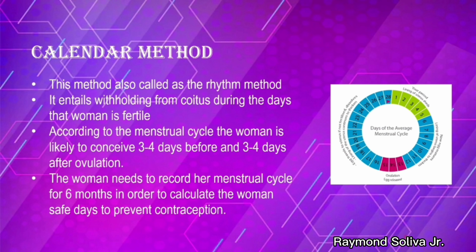Ano nga ba ang calendar method? Ang calendar method ay kilala rin sa tawag na rhythm method. Ito ay ang pag-estimate ng fertility ng isang babae base sa menstrual cycle. Sa pamamaraan nito, malalaman kung kailan fertile ang babae at kung kailan hindi. At dito pinapayo ang pagtatali. Sa pagbilang kasi ng mga araw ng pagitan ng menstruation, malalaman kung kailan ang ovulation ng babae.